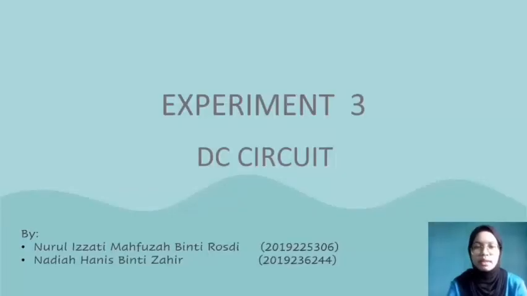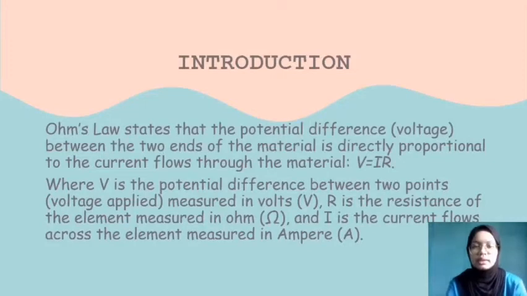Next, we will present experiment 3, which is the DC circuit. So, the DC circuit is about Ohm's law. Ohm's law states that the potential difference, which is voltage, between the two ends of a material is directly proportional to the current that flows through the material.